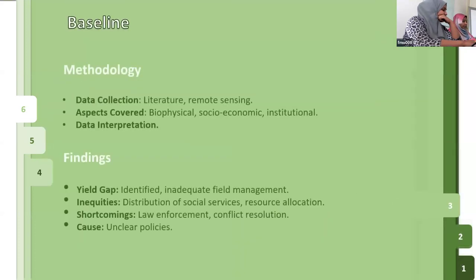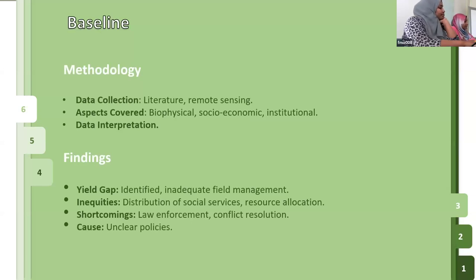So the baseline, which is the first step we conducted, we started on January 15 by collecting data from literature and remote sensing sources, covering the biophysical, socioeconomic, and institutional aspects of the scheme. This data was then interpreted for each aspect.